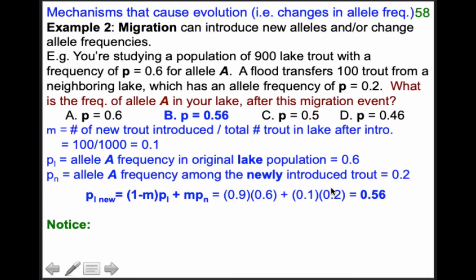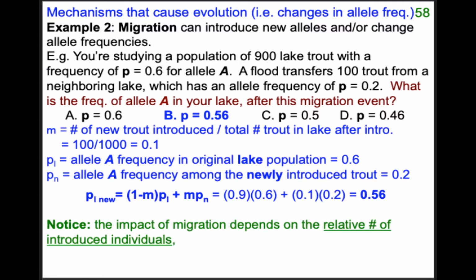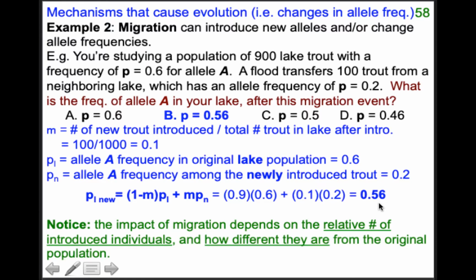If you look more closely at this formula, you'll notice that we're essentially trying to average out the p-values, but it's a weighted average such that the larger the relative number of individuals coming in through migration, the more it's going to affect our final p-value. It also depends on how different they are from the original population. The fact that the other population had a p of 0.2 instead of 0.6 is a pretty big difference, which is why even though the new trout only make up 10% of the final population, they drag down the final p-value quite a bit, because it's a bigger difference.